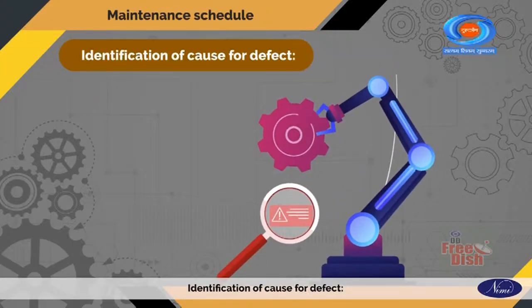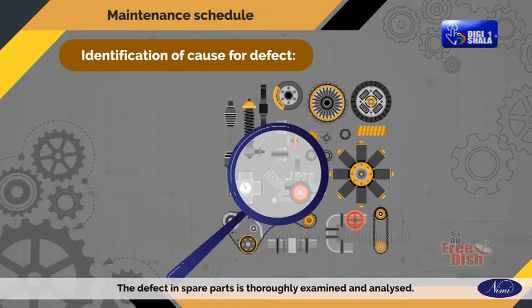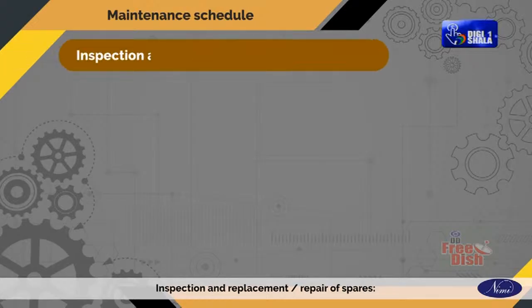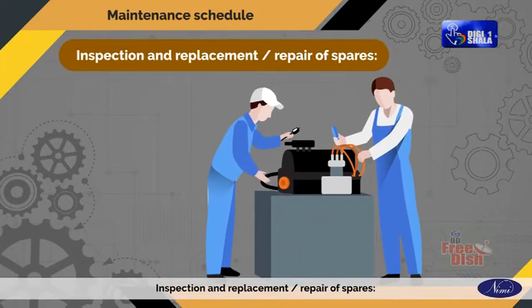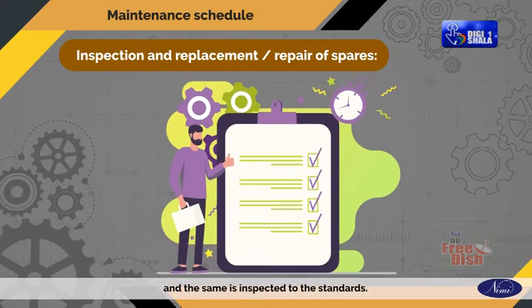Identification of cause for defect. The defect in spare parts is thoroughly examined and analyzed. The cause for damage has to be rectified. Inspection and replacement or repair of spares. The damaged or broken spares are repaired and the same is inspected to the standards.